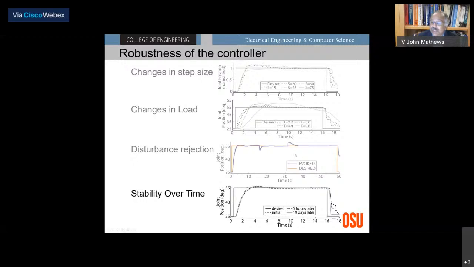And how about stability over time? So here are two experiments. One was done right after the implant was done, and that's this one. This one, I think you can see. And the other one was done 19 days later, using the same set of electrodes and so on and so forth. And you're getting almost the same behavior, which is wonderful because you need that kind of stability in order to apply these things, to use this thing in practice.